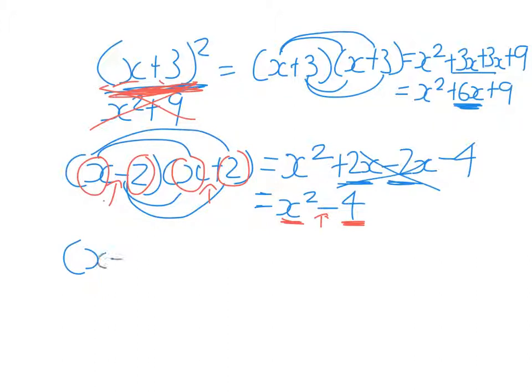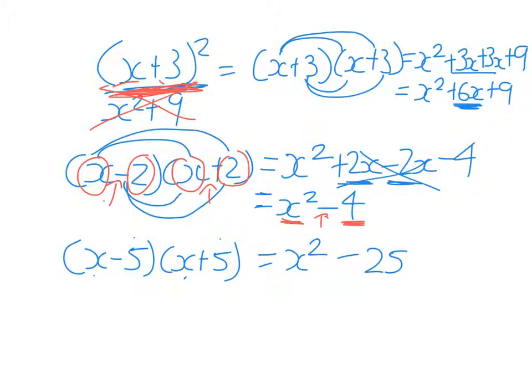So x minus 5, x plus 5. This will be the difference of two squares. They both have x and 5. One's a plus, one's a minus. Square the first term, square the second term, stick a minus in front. If you're not comfortable with that shortcut, you can use FOIL just like I did in the previous example, because FOIL is a method that will always work.